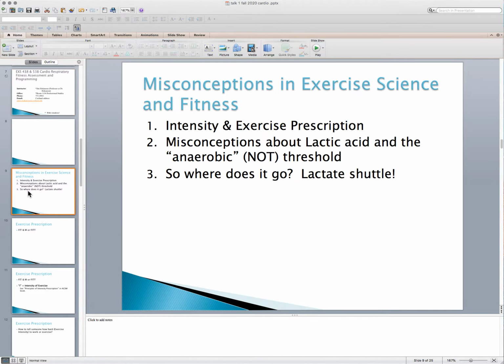And so some ideas for this are some misconceptions. There's still misconceptions about this blood lactate or lactic acid, and the misconception that lactic acid is an anaerobic threshold. So I want to describe that misconception and now what's understood about lactic acid. And then talk also about this lactate shuttle. Again, this may be review, but it's good to review because it's a marker for exercise intensity.